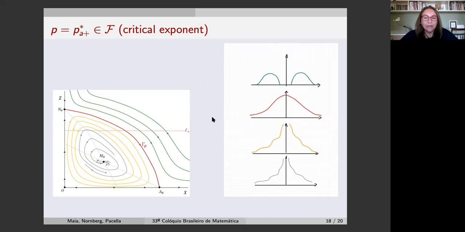So a picture of all this is, for example, when p is equal to p star, the critical exponent, and we have a fast decaying solution. The regular solution is a fast decaying solution, this red one, a fast decaying radial solution with this profile. And we have the green lines in our flow, which are solutions which blow up in minus infinity and blow up in plus infinity.